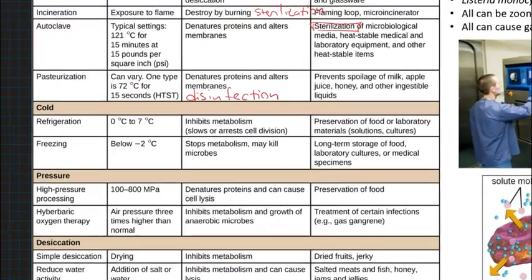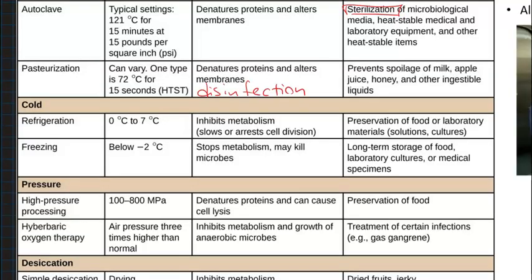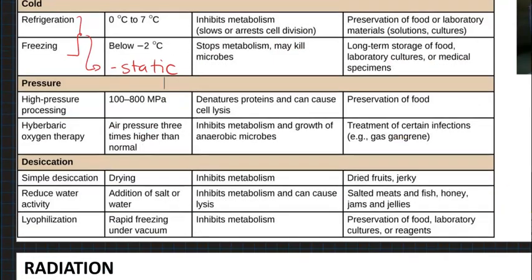Now, what about this? So, refrigeration and freezing, we consider both of them microbistatic. Which means, if I have a rotten piece of meat, I throw it in the freezer, and I take it out, it will keep rotting, because you don't kill all the bacteria by freezing. Does that make sense? There will be no questions on this.